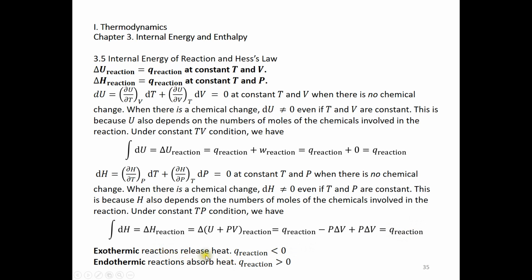Exothermic reactions release heat. Q reaction is less than 0. Endothermic reactions absorb heat, and Q reaction is greater than 0. And in the end, is Q reaction equal to delta U of the reaction or delta H of the reaction? We don't know. It depends on the experimental condition. If the chemical reaction proceeds at constant temperature and volume, then Q reaction is delta U of the reaction. If the reaction proceeds under constant temperature and pressure conditions, then Q of the reaction is delta H of the reaction.